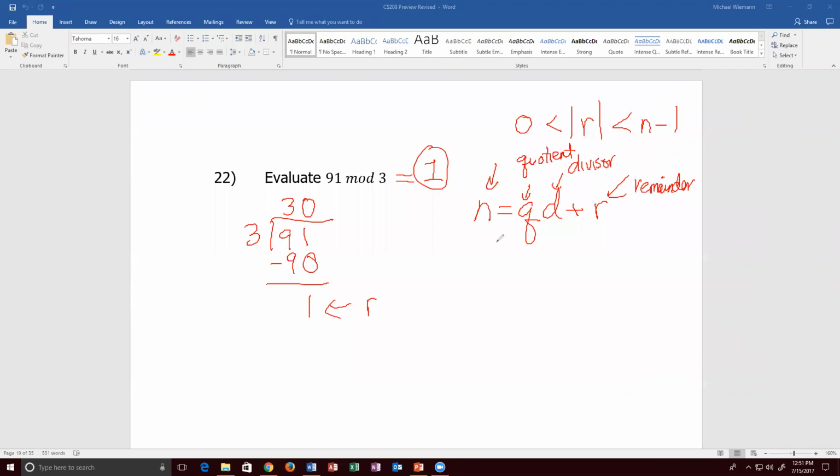Now, for this one, you'll notice in this case, our initial value is 91. We ended up doing the division and we came up with 30 as the quotient, because that's what we got there. The divisor is my 3. To make this a true statement, I have to add 1 to it, which is the 1 there as the r, and it serves as the remainder to the problem. Now what we're going to see in problem 23 here is when you end up with a negative remainder, how do you handle that? We'll cover that here shortly.